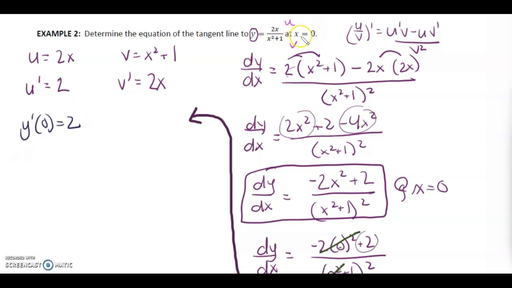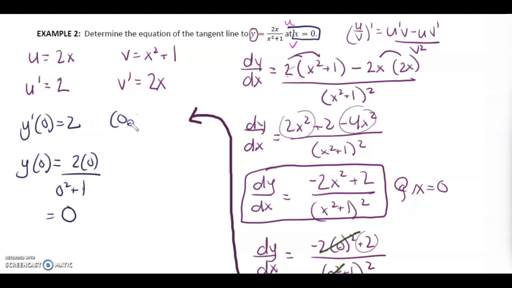Now we need the actual point. So we want to find the point where x equals 0 so that we have an x comma y. So let's just go y at 0 equals 2 times 0 over 0 squared plus 1. Well, that's just 2 over 1. Sorry, 0 over 1, which is just 0. So this point does go through the origin.